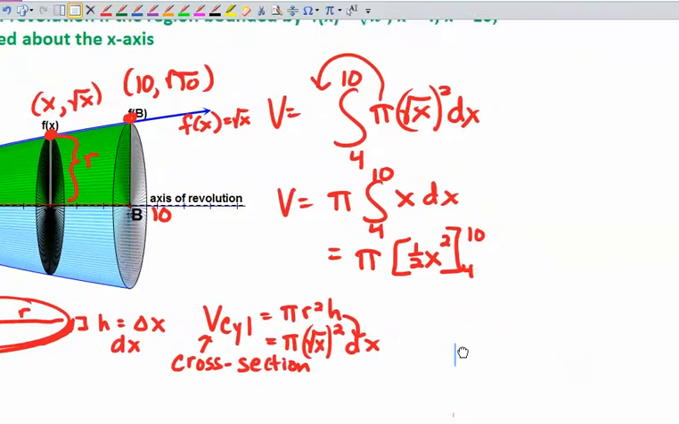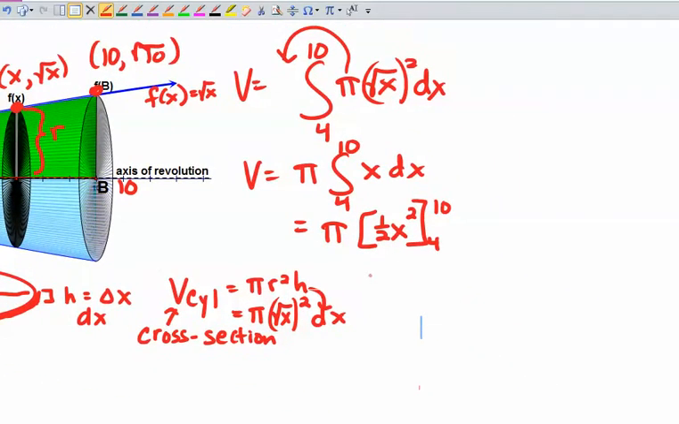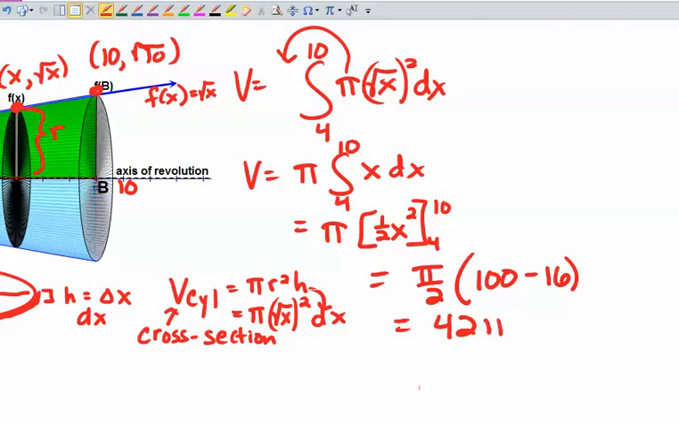Let me get a little space to write here. So I'm going to move that half out with the pi for now. So I would have x squared at 10 minus x squared at 4. So it looks like we've got 84 halves, or 42 pi. And now this, we don't have units given in this problem. I don't believe we said any specific units. So we'll just tack on cubic units.